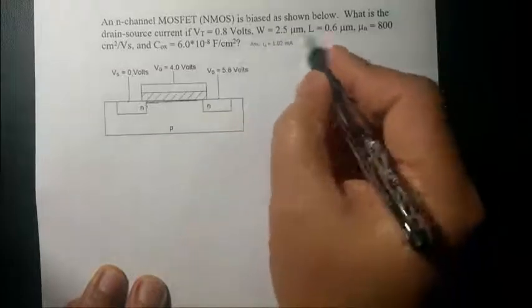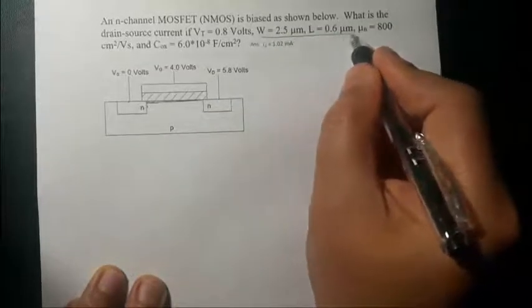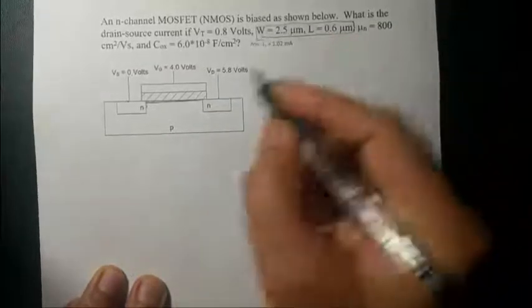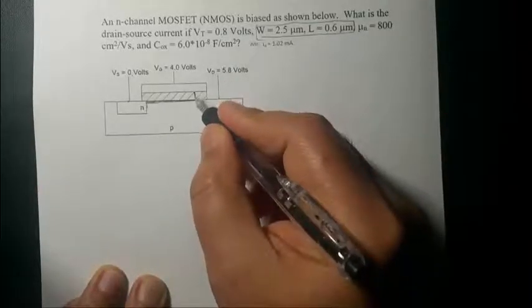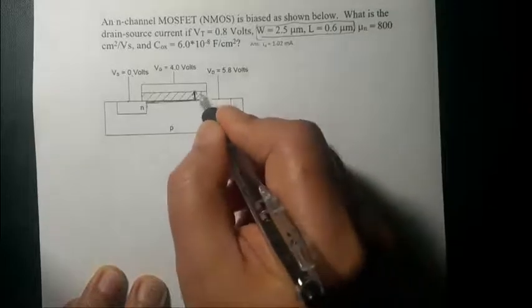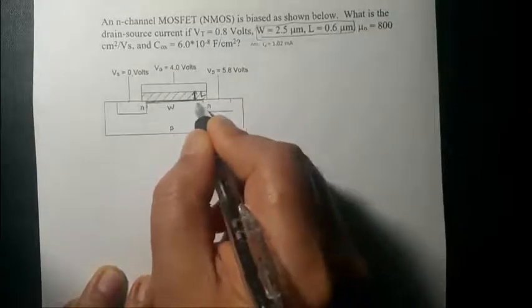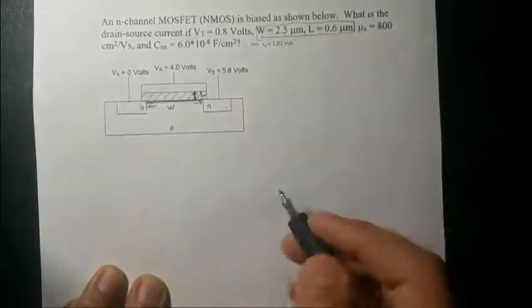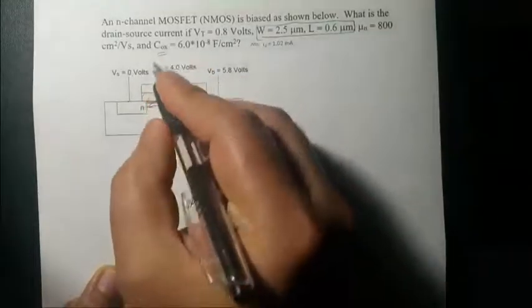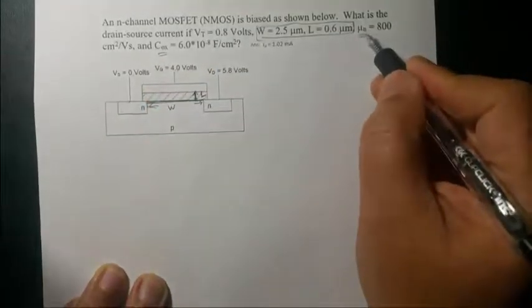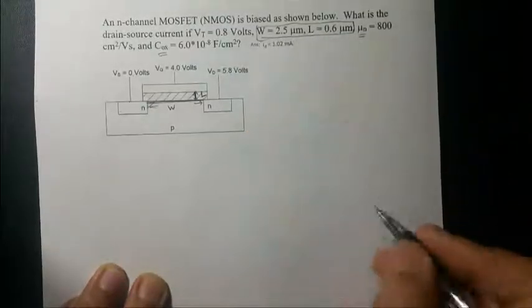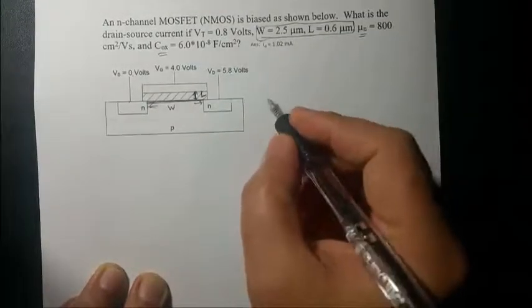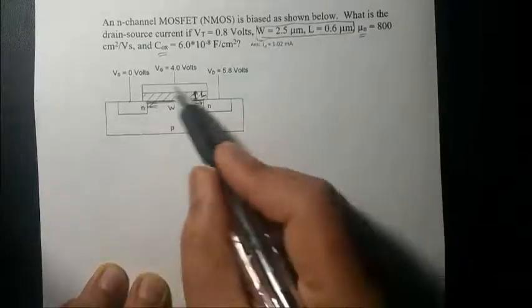This width and length have to do with the gate. This is the width of the gate, and the thickness of this oxide layer, we call L, and this is the width, right? Those are given, and these are the capacitance and the electron mobility, which you don't need to worry about because we're just going to use the formula. It's asking what the drain current is in this bias voltage situation.